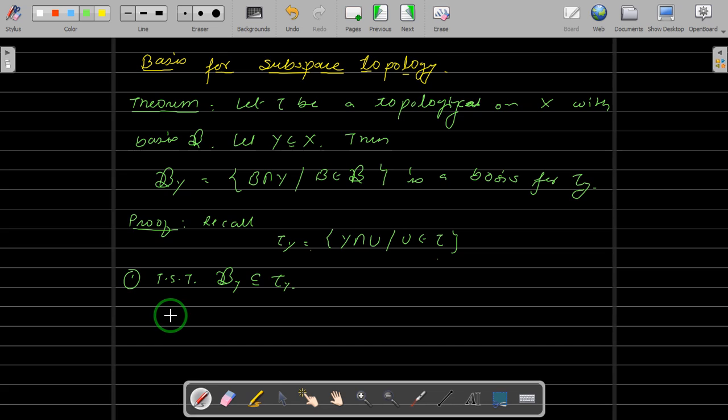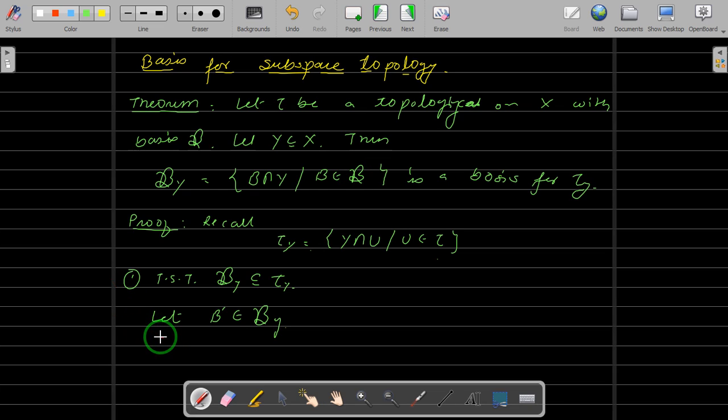To show that something is a subset of another, you have to take one arbitrary element from this set and show that the element is in the other set. So let us take some element B dash belonging to B_Y. And remember what B_Y is: B_Y is B intersection Y. So if B dash belongs to B_Y, that means there is some element in script B such that B dash can be written as the intersection of Y and that element.